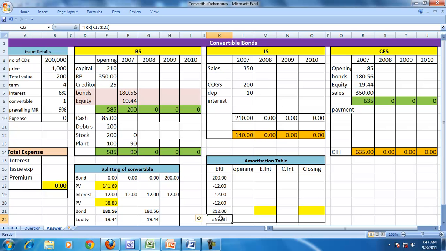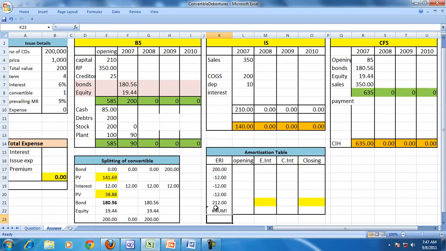So the effective rate of interest is the IRR of these cash flows. The effective rate of interest is the internal rate of return of this, so that is 6%. Okay, we are not wrong.